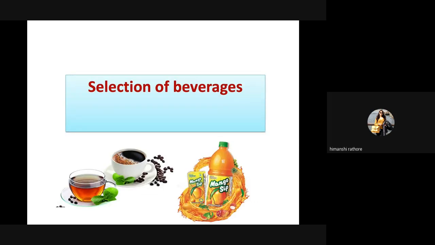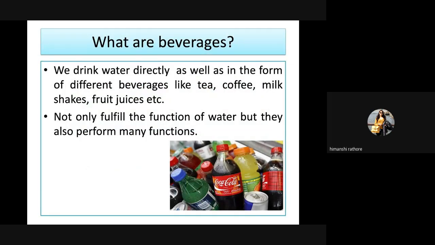Now we are coming to the selection of beverages, what type of beverages are available, and how you can select these beverages. Okay, what are beverages? Beverages are nothing but what we drink directly, like water. Water is an essential thing. You need water for your normal life, for proper growth and development, for proper functioning of the brain also. But apart from water, there are many different beverages available in the market.